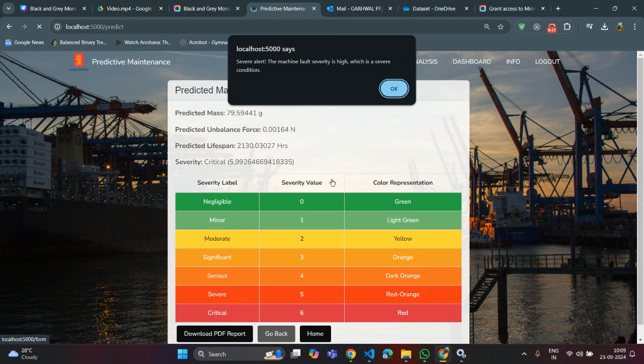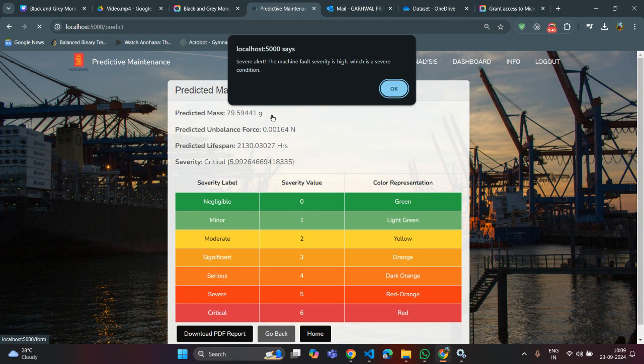See, as you can see, it has predicted the mass which we have added or subtracted. It has predicted the unbalanced force caused in the machine. It has predicted the lifespan of the machine, like how many more hours we can use the machine. This machine can be used for 2130 more hours, and it has predicted the severity, how severe the problem is. It is 5.99, almost 6.